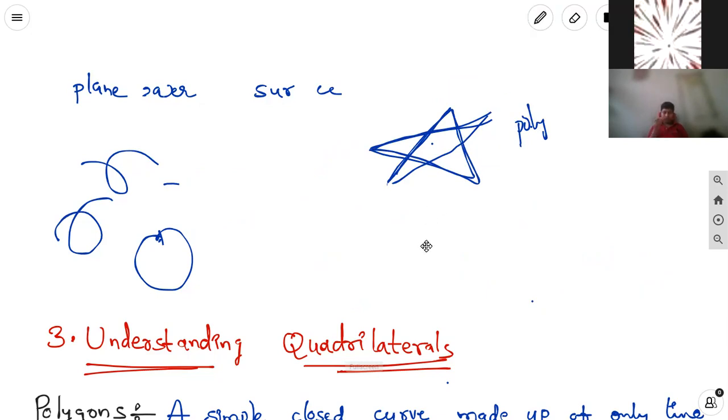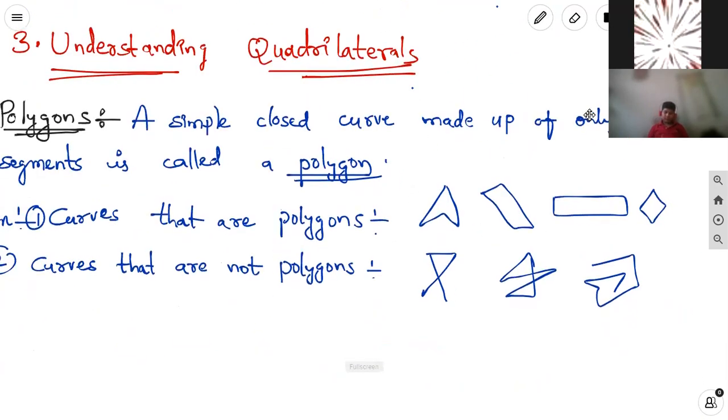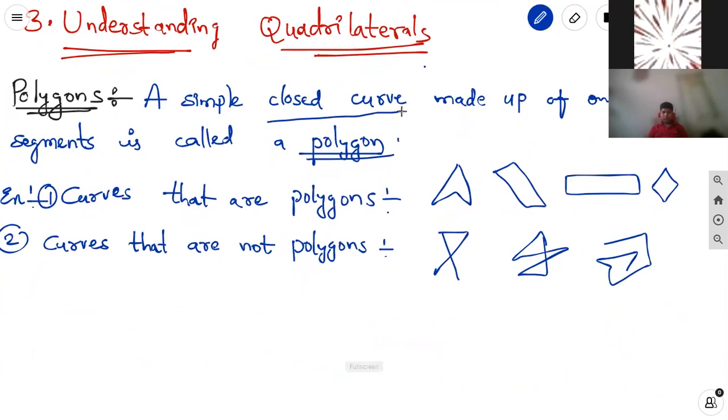Here, for example, the definition of a polygon is: a simple closed curve made up of only line segments is called a polygon. What is a polygon? A simple closed curve made up of only line segments. If line segments are involved, then such closed curves are called polygons. For example, curves that are polygons: one side, two sides, three lines, four lines joining. So it is a polygon.